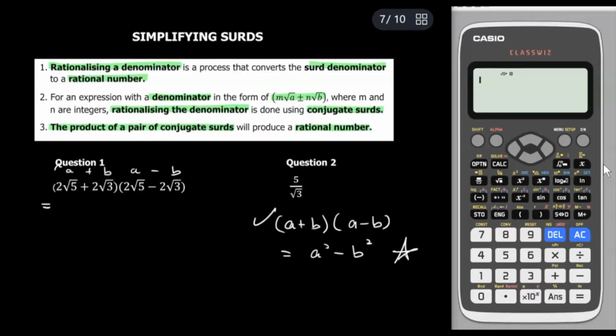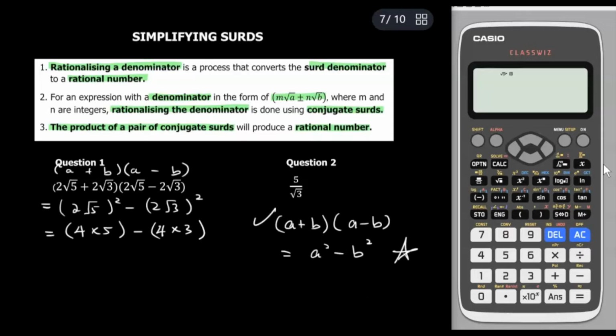So it will be 2 surd 5 whole thing square minus 2 surd 3 whole thing square. So this is 2 square is 4. Surd 5 times surd 5, you will get back the inside one, which is 5. Then 2 square will be 4, and surd 3 times surd 3 is 3. So it will be 20 minus 12 is equals to 8. So this is the answer for question number 1.